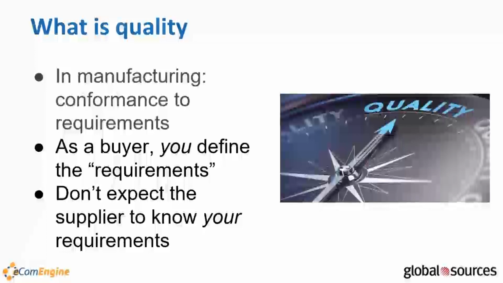So in manufacturing, good quality is defined as conformance to requirements. And as a buyer, it is up to you to clearly define your requirements. Manufacturers are not really mind readers. If, as a buyer, you don't provide the supplier with crystal clear product specifications, you're making it very difficult for them to manufacture items according to your quality standards.